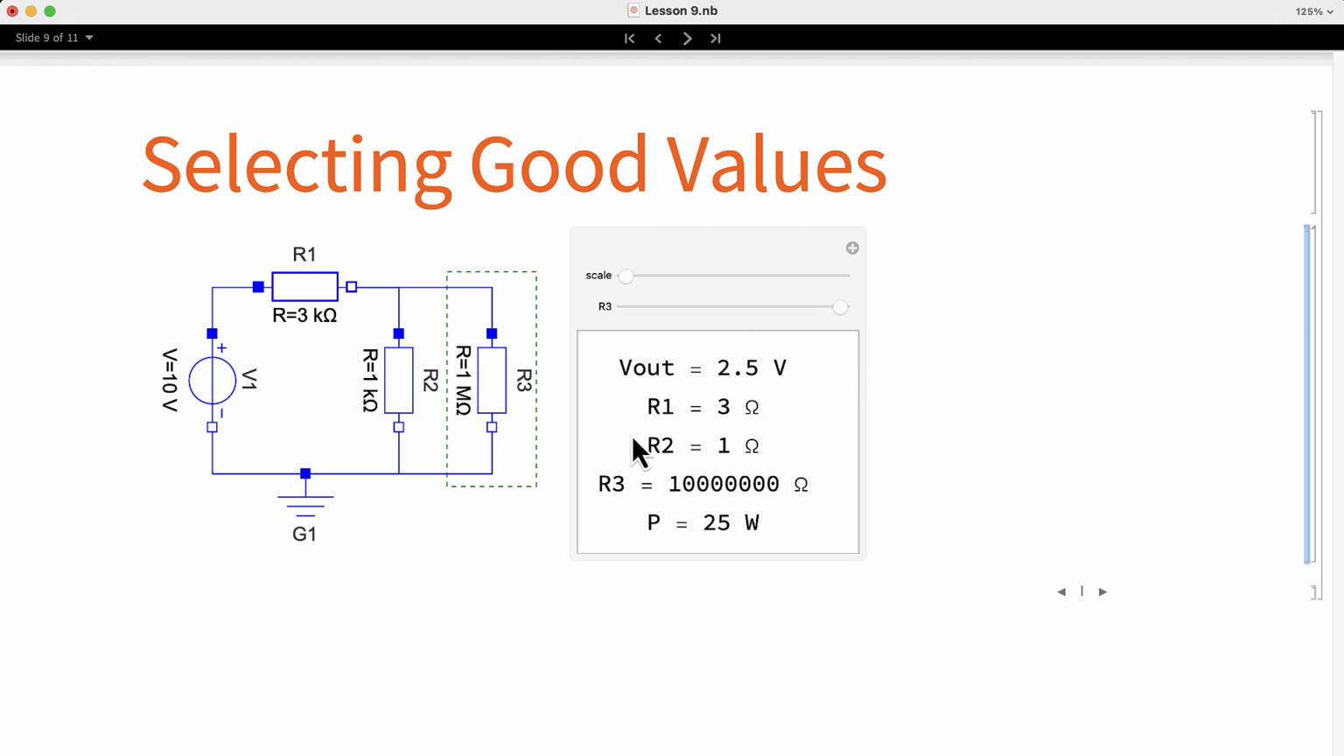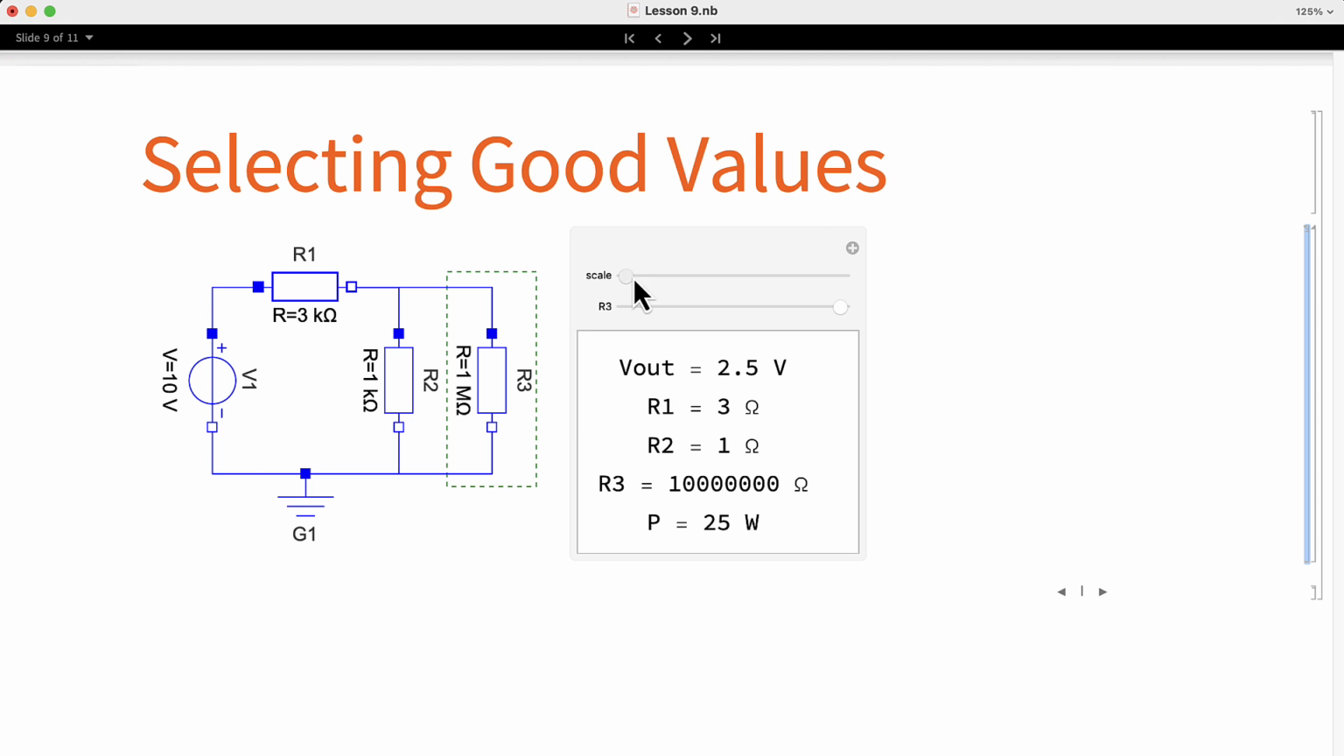Here you can see the results for the current values. The resistor 1 is 3 ohms, resistor 2 is 1 ohm, and resistor 3 is 10 mega ohms. If you remember the values that we calculated before, we determined that this consumes 25 watts. We can see that the output value is 2.5 volts, which is what we were expecting.